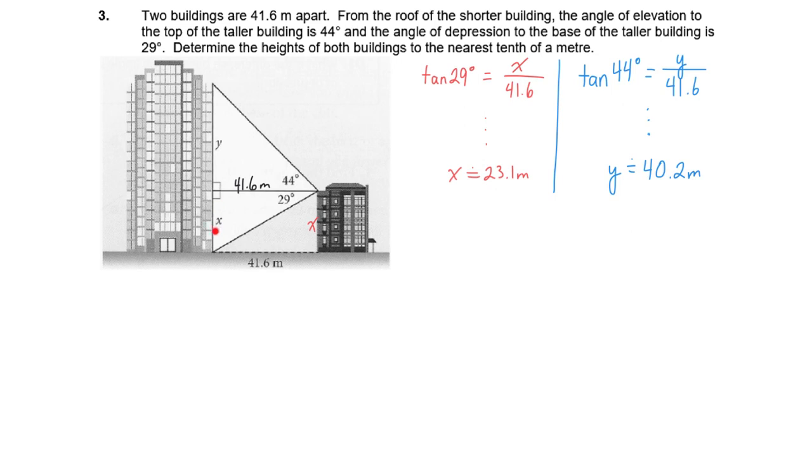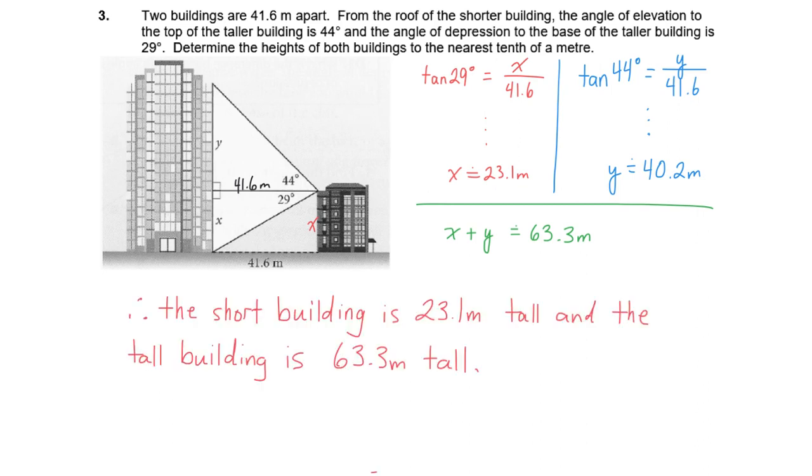So I know X, which is the height of the shorter building, but I haven't actually answered the question because I need to know the height of the taller building, which is not Y. It's a combination of X and Y together. That's the total height of the tall building. So to answer the question fully, I need to add X and Y to get the height of the taller building. So it's about 63.3 meters. Wordy question gets a wordy answer, so I can write, therefore, the short building is 23.1 meters tall, and the tall building is 63.3 meters tall. And there we've answered the question.